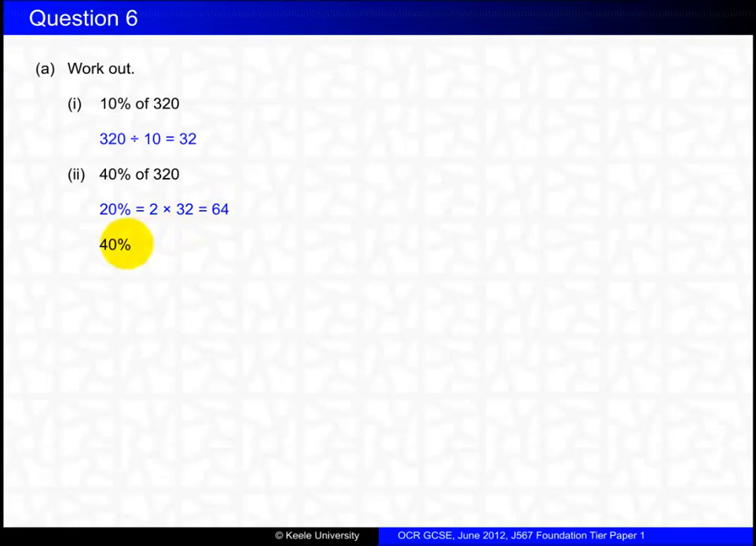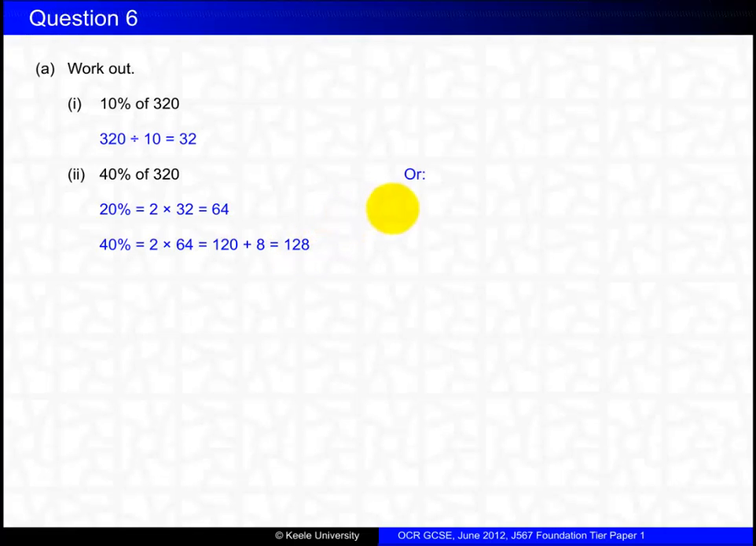Then we can say 40% is 2 lots of 20%. So we want 2 times 64. 2 times 60 is 120. 2 times 4 is 8. 120 plus 8 gives us 128.